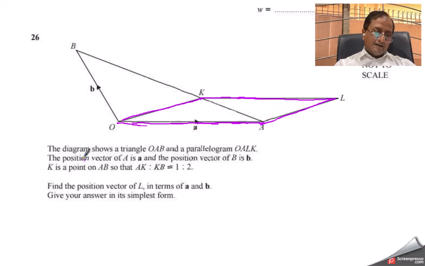The position vector of A is a, and the position vector of B is b. K is a point on AB, where AK to KB is in the ratio 1:2, so AK is 1, KB is 2, and the total is 3. Find the position vector of L in terms of a and b, giving your answer in the simplest form.